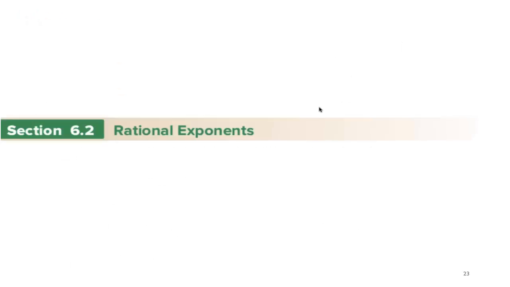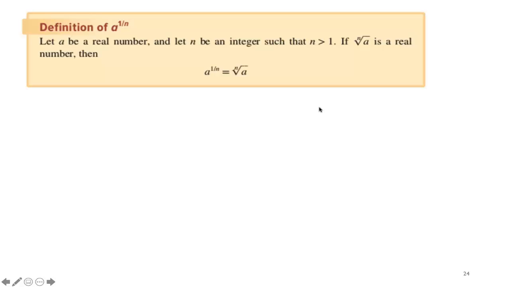Okay, rational exponents, 6.2. What are rational exponents? Well, basically we have an exponent that is a rational number, in other words, has a fractional part. So let's start with a simple example. If n is an integer, and a is a real number, and n again has to be bigger than 1, because when you take the nth root, n has to be an integer that's bigger than 1. Then we're going to define, here's the definition: a to the 1 over n. If the exponent is 1 over n, then that's the same thing as the nth root of a.